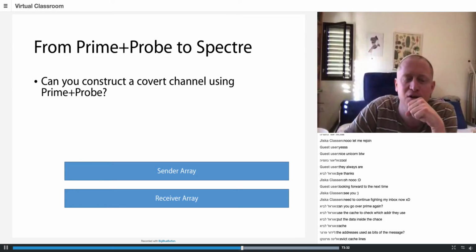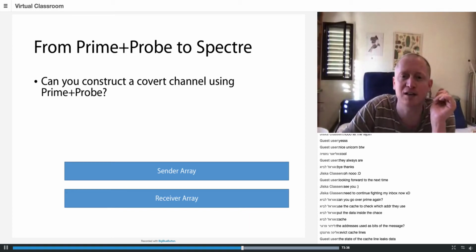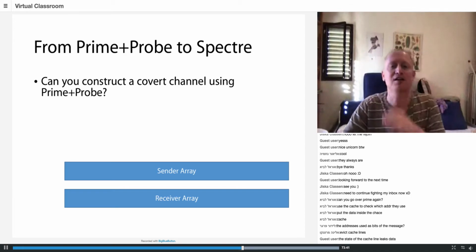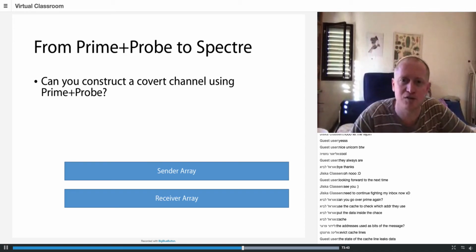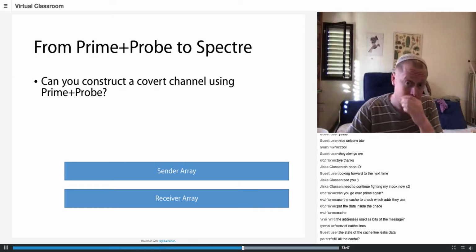Okay, Alina is correct. I'm going to evict a cache line. How do I do that? The state of the cache line is there. So anybody else wants to share their thoughts? And then I'll summarize. I'm going to communicate between two processes using prime and probe.